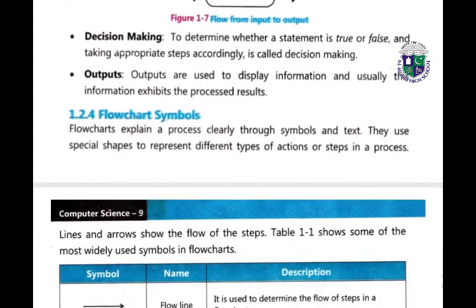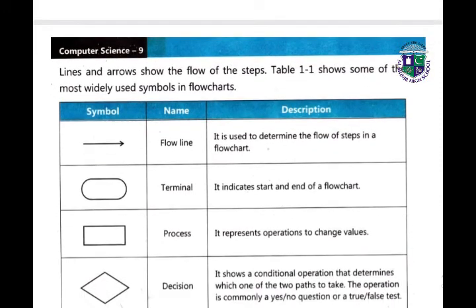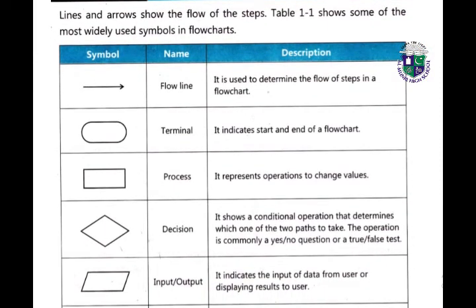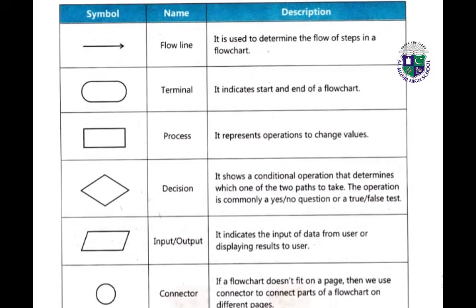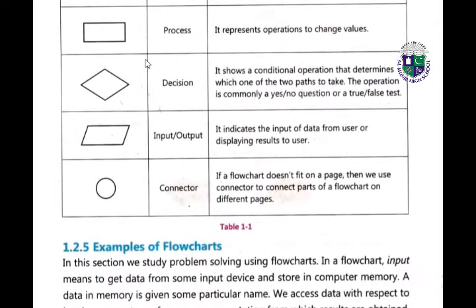Next, we have the flowchart symbols. Flowchart symbols show different meanings. While preparing a flowchart, we use these symbols which have different meanings. So we use these flow lines. They determine the flow of steps in a flowchart. Then we have the terminal. This type of symbol is used as a terminal. It indicates the start and end of the flowchart. So we start or end our flowchart with the help of this symbol. Here we have the rectangle type of symbol.